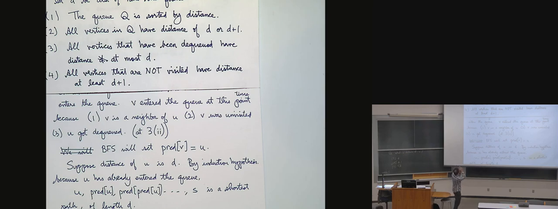So you're saying 4 doesn't give any upper bound, it only says the distance is at least D plus 1. But because V is a neighbor of U, I know that there is a path that is at most D plus 1. There's actually a path of D plus 1. So if there's a path of D plus 1, and I know the distance is at least D plus 1, then it has to be D plus 1. Answer your question?